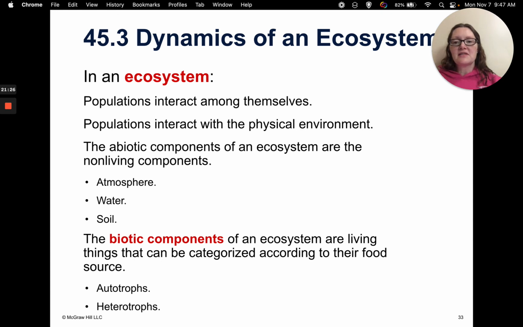So in an ecosystem, populations interact among themselves. That's what ecosystems are, interaction between animals and plants on a large scale. Abiotic is non-living, biotic are living. So the abiotic components of an ecosystem are the non-living parts: atmosphere, water, and soil. Biotic are the living, so the autotrophs and the heterotrophs. Autotrophs are plants making their own food. Heterotrophs are the animals, the ones that need to eat for food.